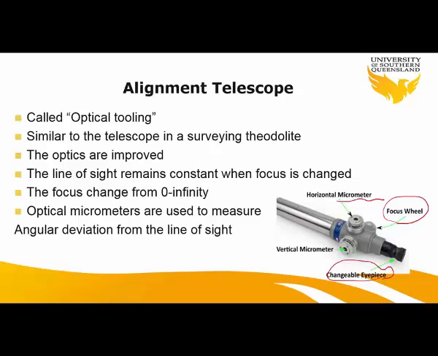So what alignment telescope does is just provide a line of sight for you which is not changing by the focus, and the optical tool we have here, it allows us to focus from 0 to infinity, and we also can measure the angular deviation of micrometer from line of sight, which is very precise.